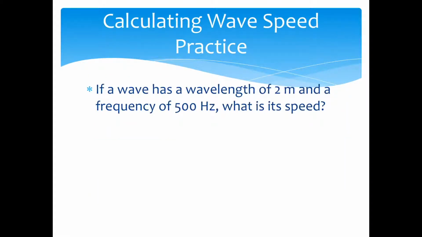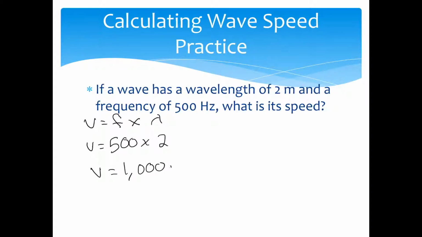So now let's do some practice with the equation I just gave you. If a wave has a wavelength of 2 meters and a frequency of 500 hertz, what's its wave speed? So we're going to be using velocity equals frequency times wavelength, and our frequency is 500, our wavelength is 2, so if you plug this into your calculator, you should get 1,000 meters per second.